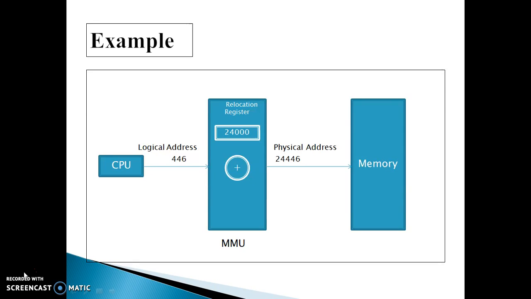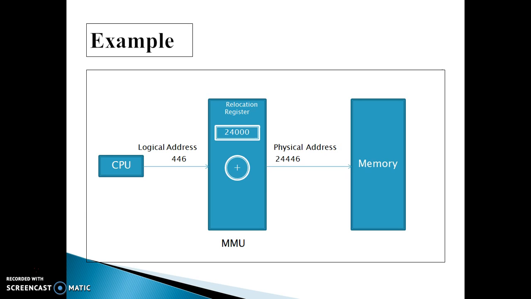If you take an example, if the base is 24000, then an attempt by the user to address location 0 is dynamically relocated to location 24000. That is, an access to location 446 is mapped to location 24446. The user program never sees the real physical addresses.